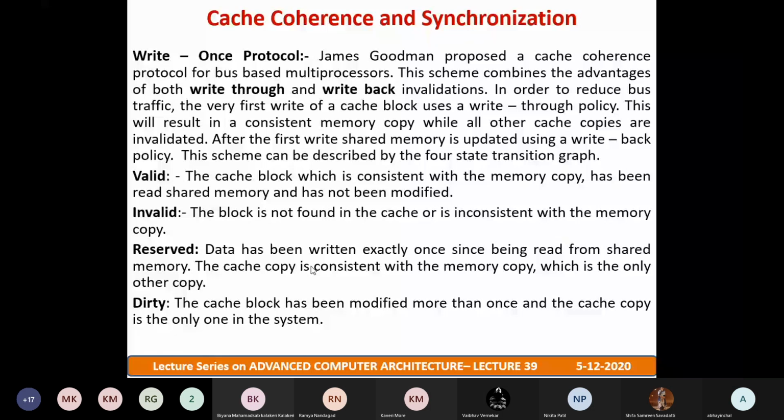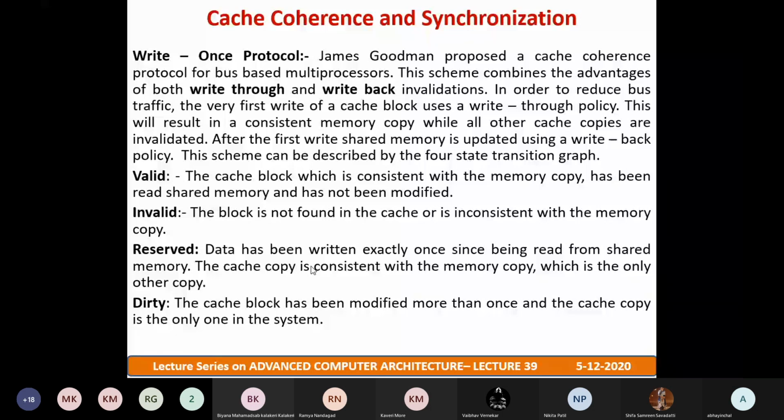James Goodman proposed a cache coherence protocol for bus-based multiprocessors. This scheme combines the advantages of both write-through and write-back invalidations. In order to reduce bus traffic, the very first write of a cache block uses a write-through policy. This will result in a consistent memory copy while all other cache copies are invalidated. After the first write, shared memory is updated using a write-back policy. This scheme can be described by the four-state transition graph.